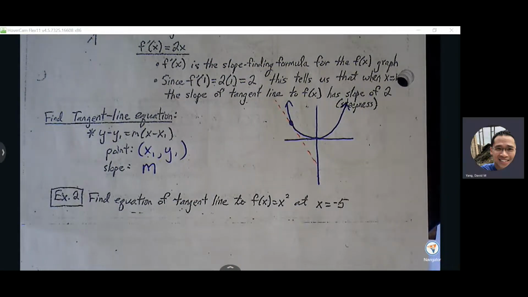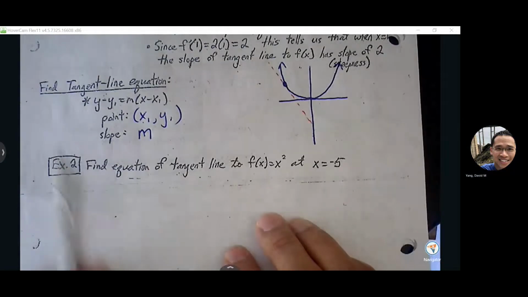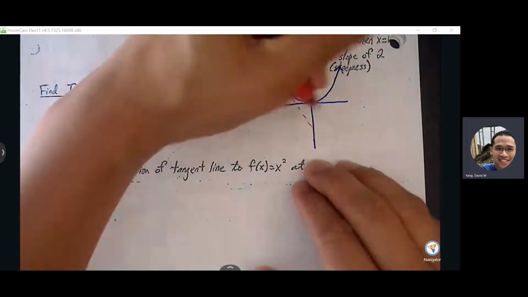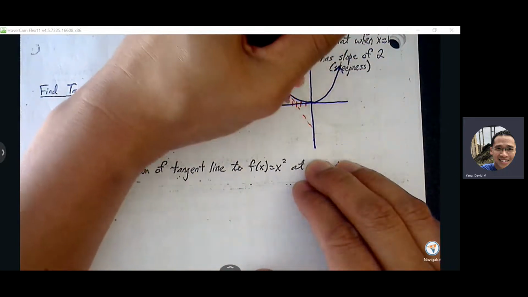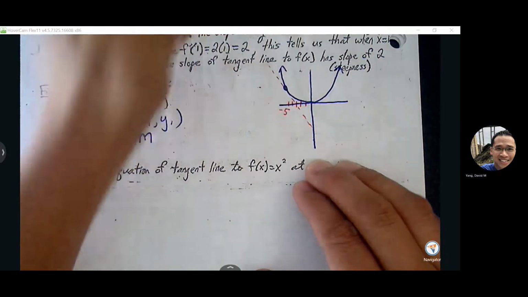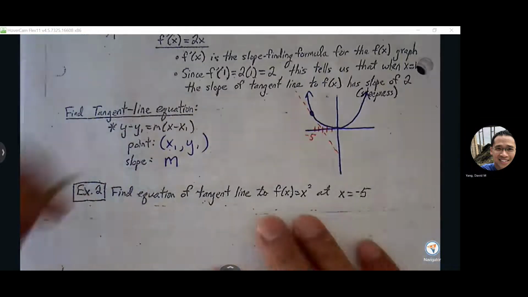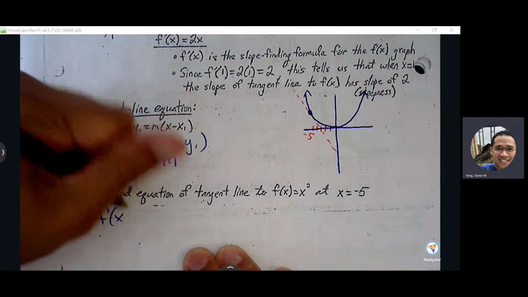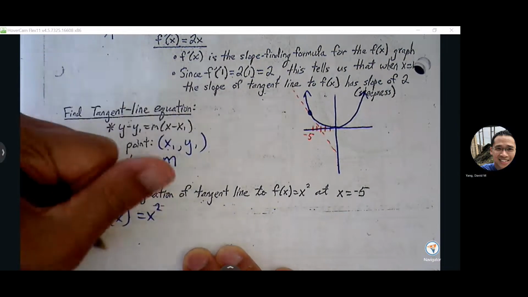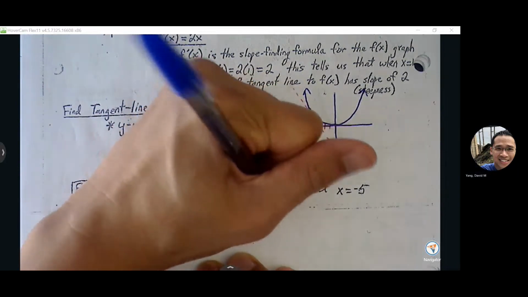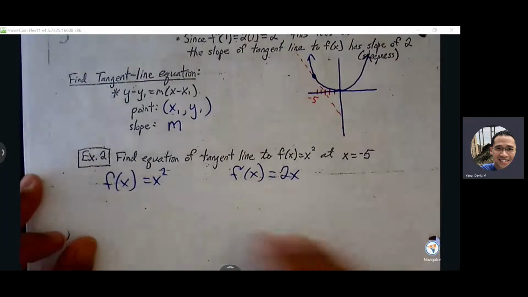So let's try example two. It says find the equation of the tangent line to y equals x squared at x equals negative 5. So let's say this is all the way over at negative 5. And we're trying to create the equation of that line. Okay, so here's our function. Our function is x squared. And our derivative is 2x. Okay. We're still dealing with the same function here.